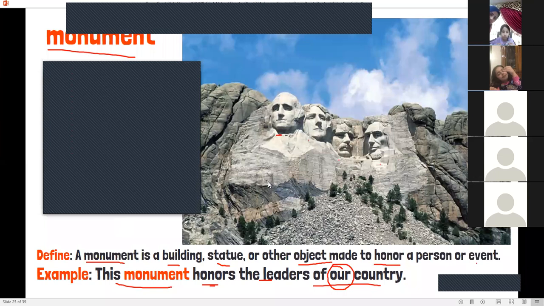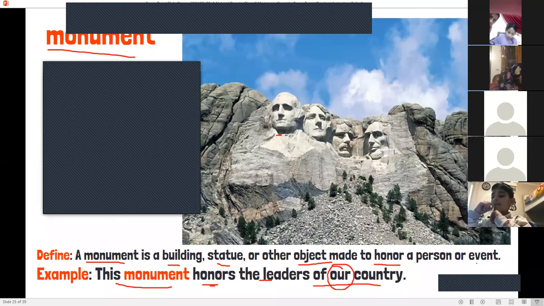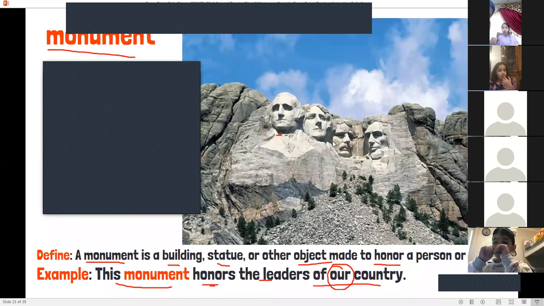Next, I have the word monument. Repeat after me. Monument. I want to see you. I can see your faces in the camera. Monument. Bravo Fatima Bitar. A monument like this one is a building, a statue, or other object, but it's made by people, made to honor a person or event. They build monuments to honor a person because maybe this person did something very important. For example, this monument honors the leaders of our country.